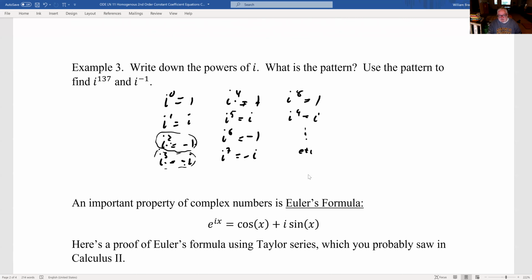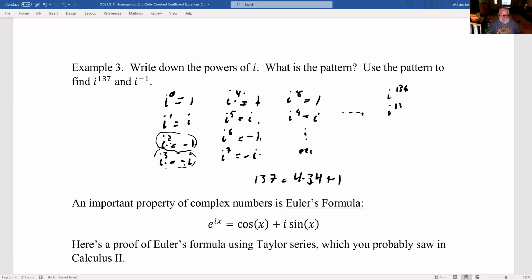Where's i to the 137 in this pattern? Well, 137, we can write it in powers of 4. It's actually 4 times 34 plus 1, right? 4 times 34 is 136, plus 1. So if we start with 0, 4, 8, dot dot dot, i to the 136th, right? Because that's 4 times 34.